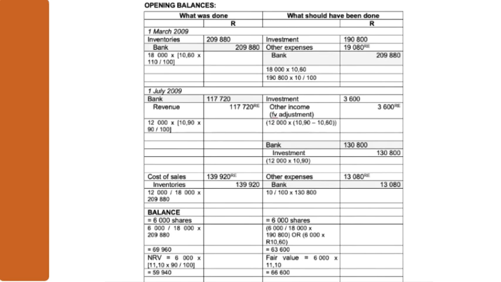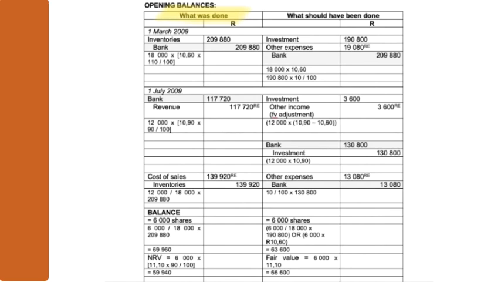So step 1, what was done? Now, what was done was given to you in the information. They gave you the journals. If you look at the solution, the only thing that is different in the solution that was not given to you in the information was we actually show you how they calculated every single amount.